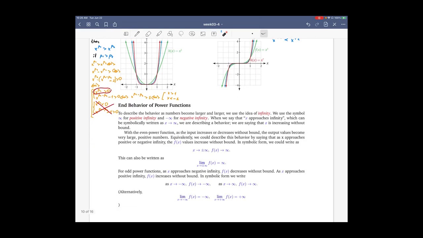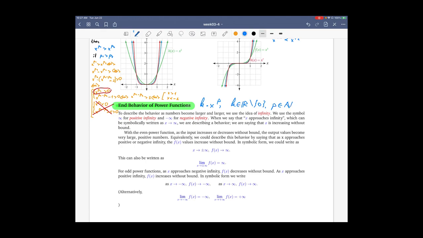Now let us talk about what's called the end behavior of power functions. In many applications, it is important to know how power functions behave when x is very, very large positive or very, very large negative. Again, we're looking at functions of the form k times x to the power p. K is a real number other than 0, and p is a natural number.